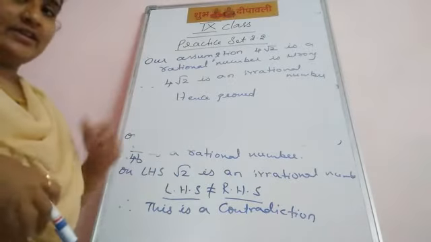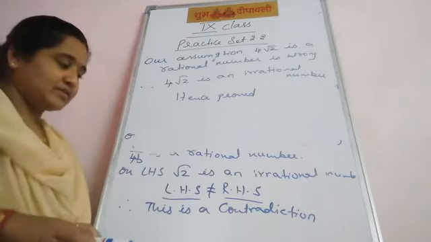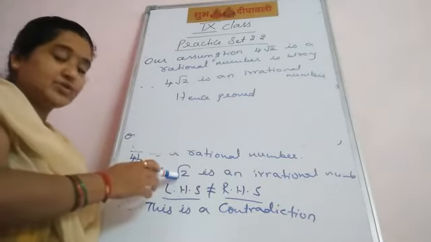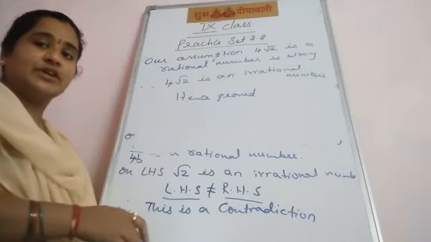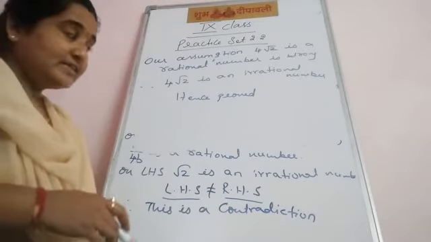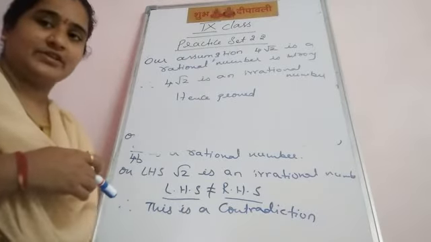Root 2 is an irrational number. It depends on the marks. If it is a 4 marks question, you need to show that root 2 is an irrational number in the middle. Okay, you have to continue. By this, your first question is finished.